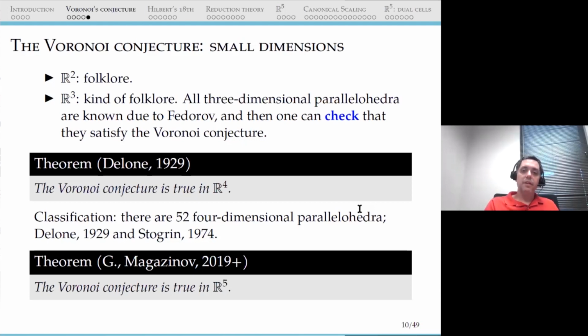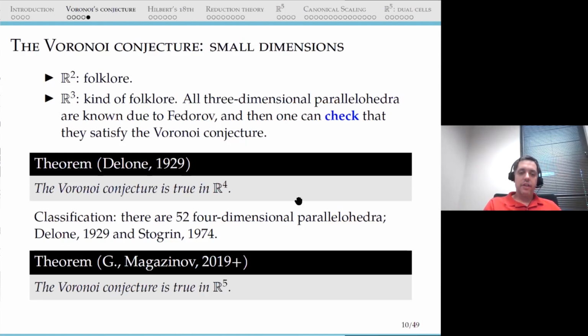For R3, the 3-dimensional parallelohedra are known since the end of the 19th century. So actually it is possible to check that they satisfy the Voronoi conjecture. Another way of doing that was done by Voronoi, and that's what I'm going to discuss a little bit later as well. You can do it the other way around: instead of finding all parallelohedra, you can find all Voronoi parallelohedra, so all parallelohedra that satisfy the Voronoi conjecture, and we will get essentially the same list. And that proves that all these satisfy the Voronoi conjecture. But it's also treated as folklore, because I haven't seen any direct proof stating that for the three-dimensional case we can use that technique to prove the Voronoi conjecture.